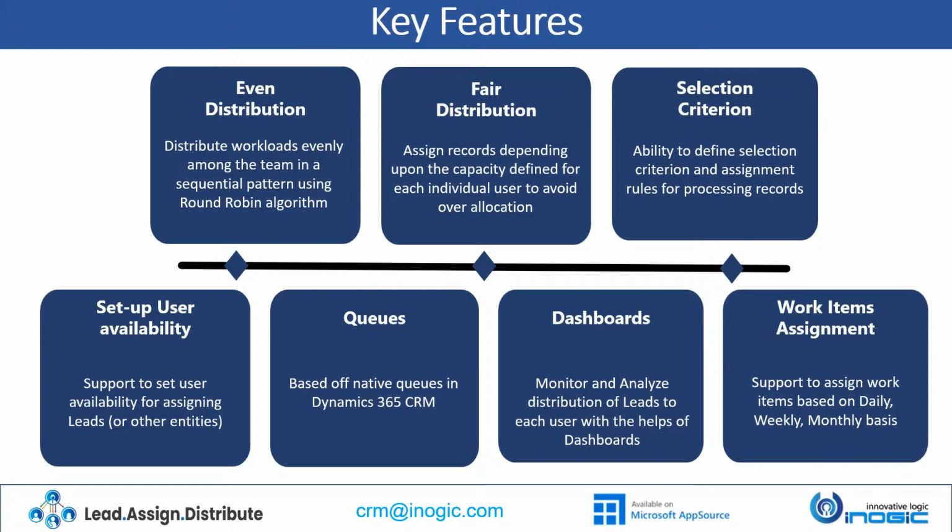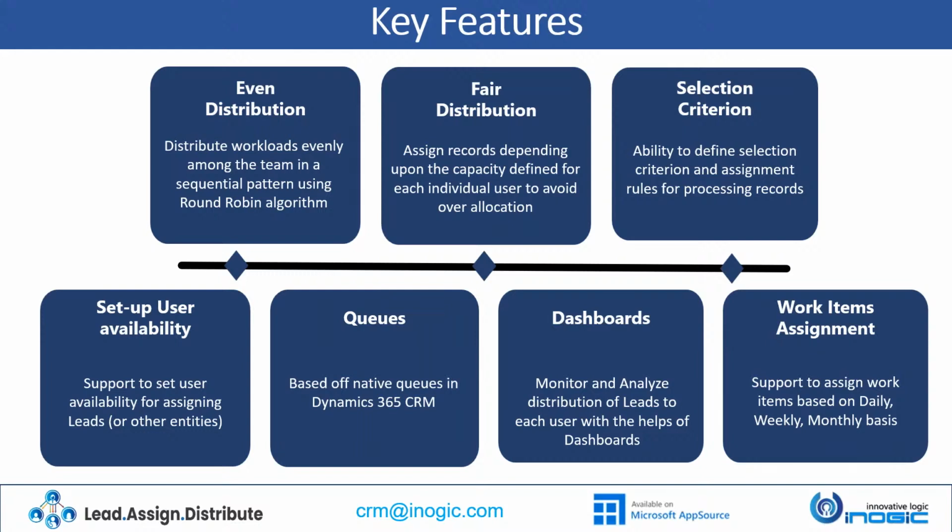Next is the fair distribution, in which the records are assigned to the resources based on the available capacity of the resource. Then we also allow the criteria selection. In the criteria selection, you can create rules based on certain criteria. Now, that criteria can be any of your business use case that you may be using on a day-to-day operations. Any record that satisfies the criteria will be taken into consideration for automatic allocation. However, if the record does not satisfy the criteria, it won't be considered for automatic allocation.